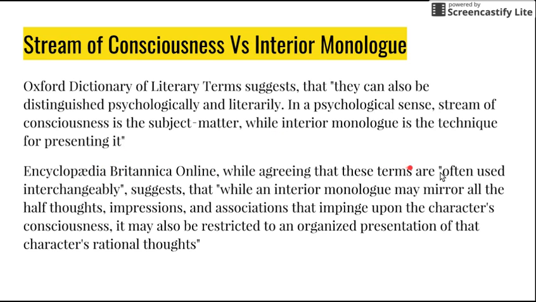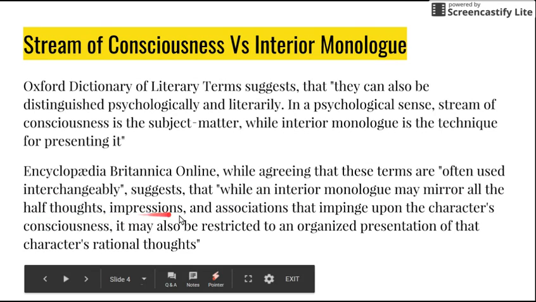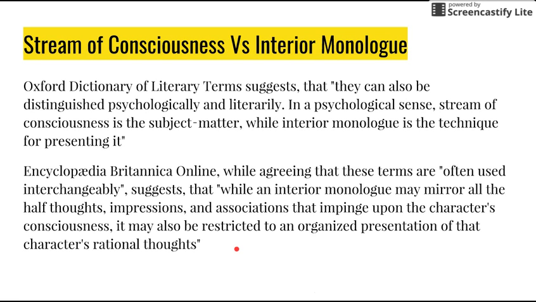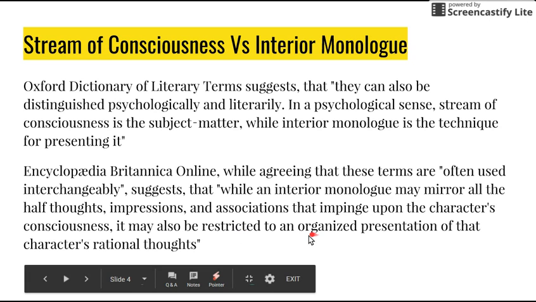Another definition is, these terms are often used interchangeably. While an interior monologue may mirror all the half thoughts, impressions, and associations that impinge upon the character's consciousness, it may also be restricted to an organized presentation of that character's rational thoughts. So, interior monologue is an organized presentation of that character's rational thoughts. That's the difference. Stream of consciousness is not organized, right? And the thoughts are not rational thoughts.